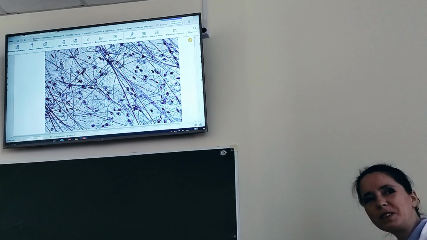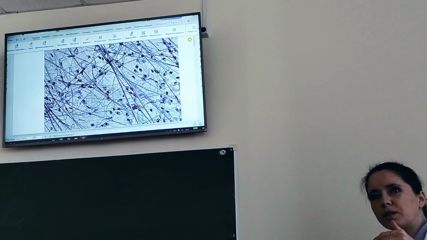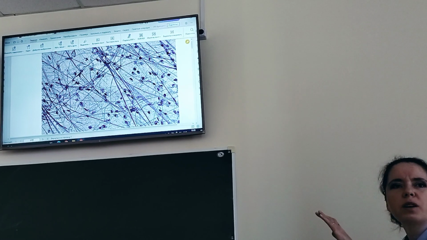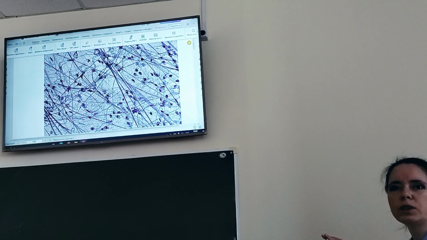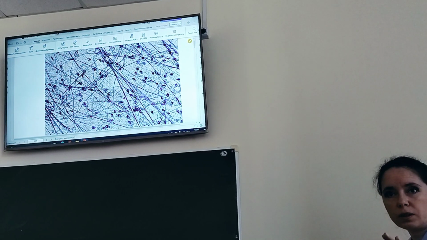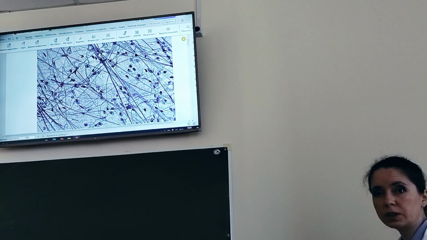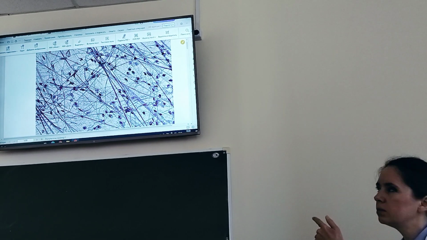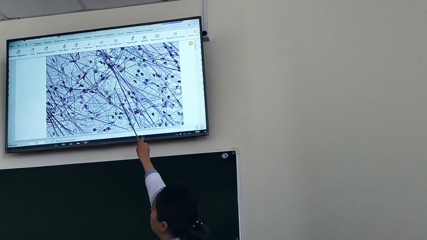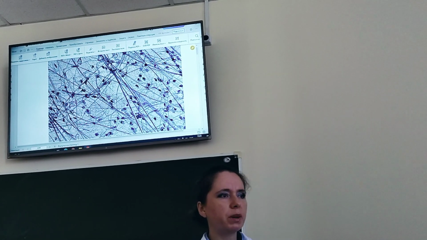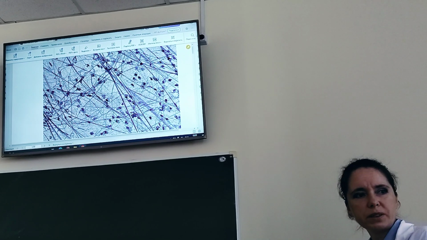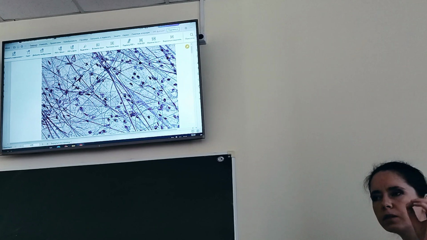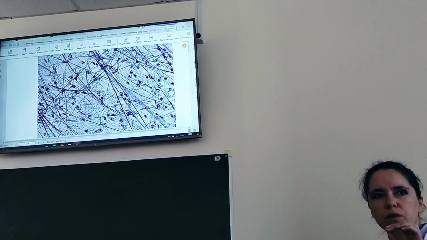The next feature which is clearly visible: predominance of ground substance. Yes, ground substance, the extracellular matrix, which is a dominant component. In this case, it remains unstained. So I can see many empty spaces, but I understand these are not empty spaces. This is ground substance.